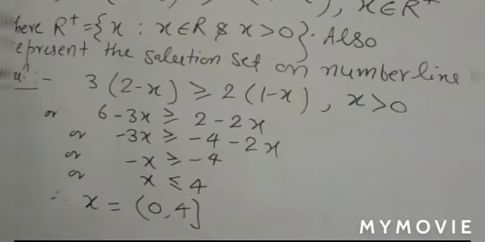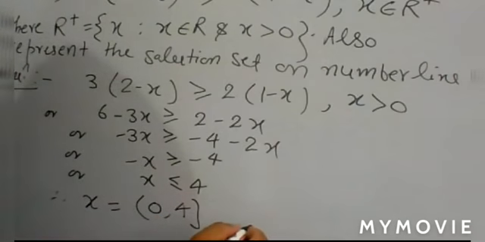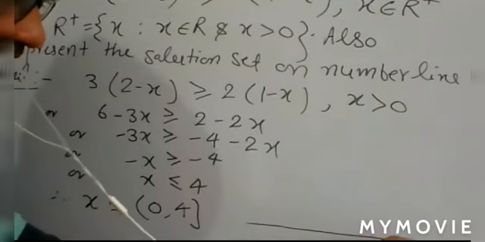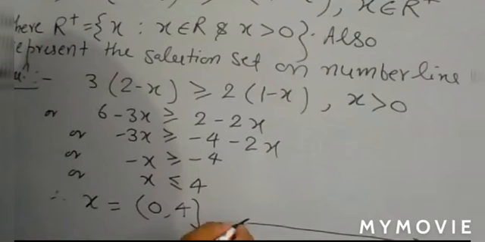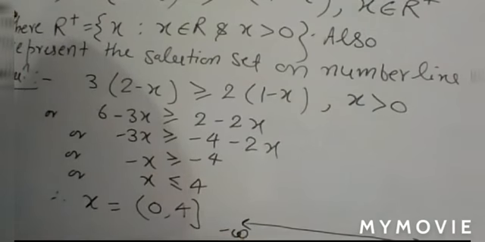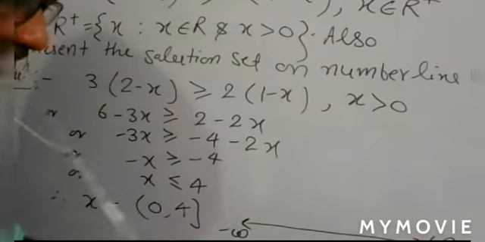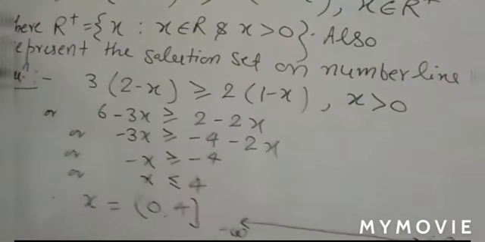Now if you want to draw this solution set on the number line, you write here a number line and mark minus infinity here, and on this side infinity.